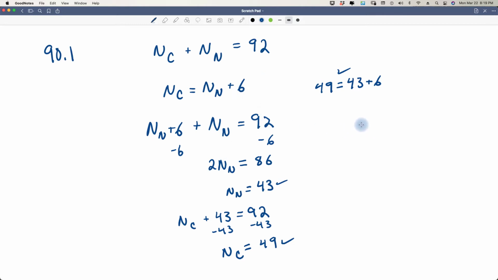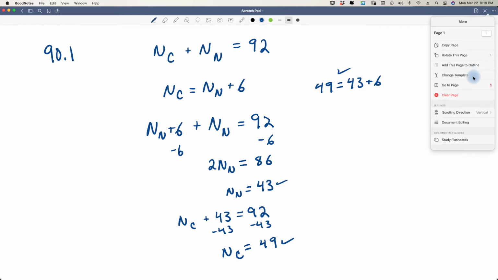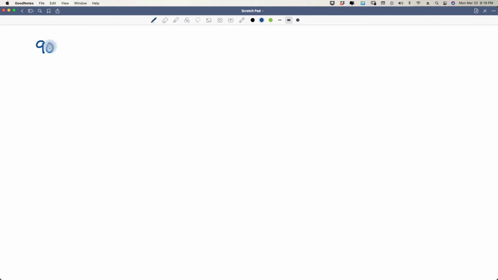All right, so that was a pretty straightforward and easy problem. Let's go on to 90.2. And let's see what it says. In 90.2, it says the number of boys in Sarah's class exceeded the number of girls by 7. So the number of boys in Sarah's class exceeded, that means more than, the number of girls by 7. So there were 7 more boys than there were girls in Sarah's class.